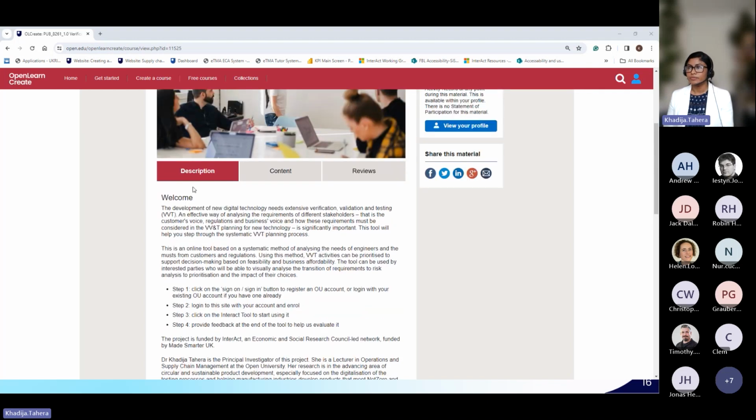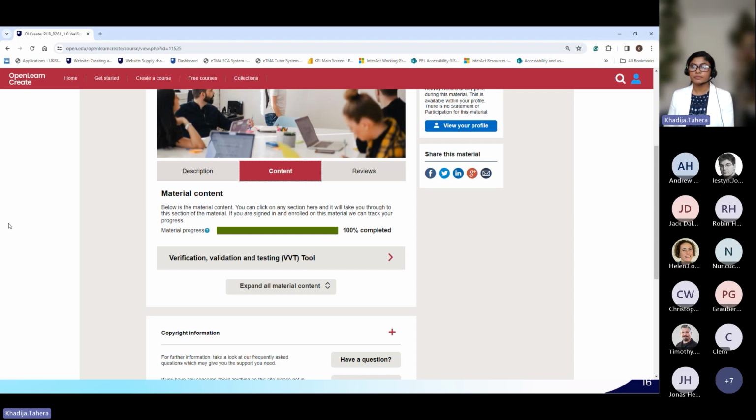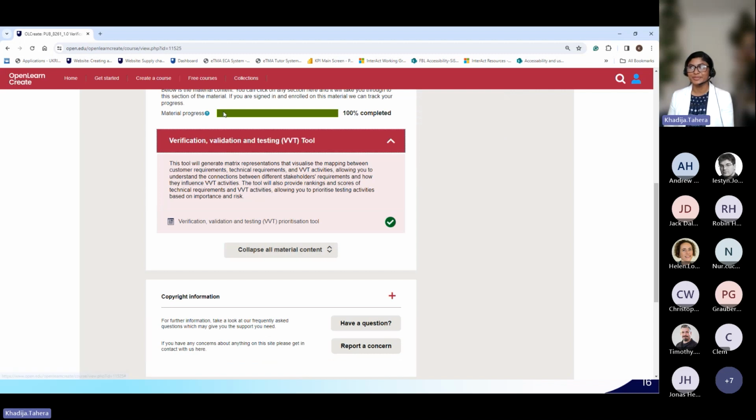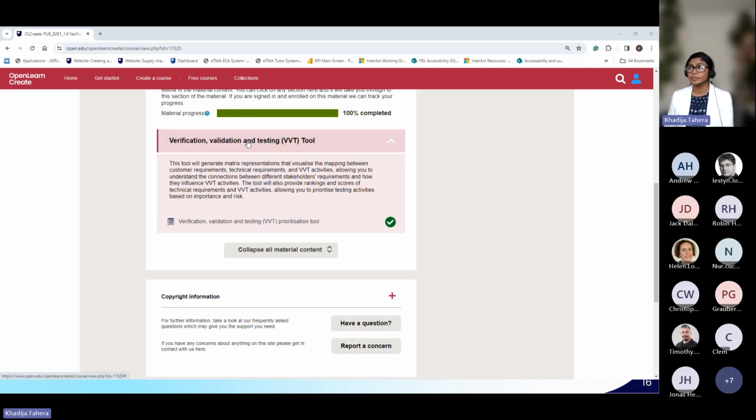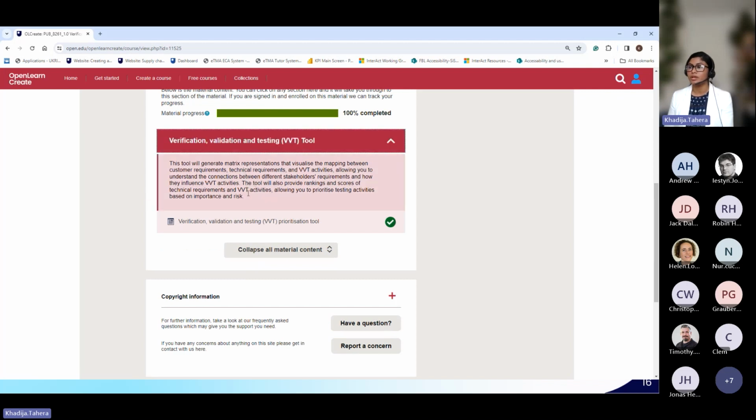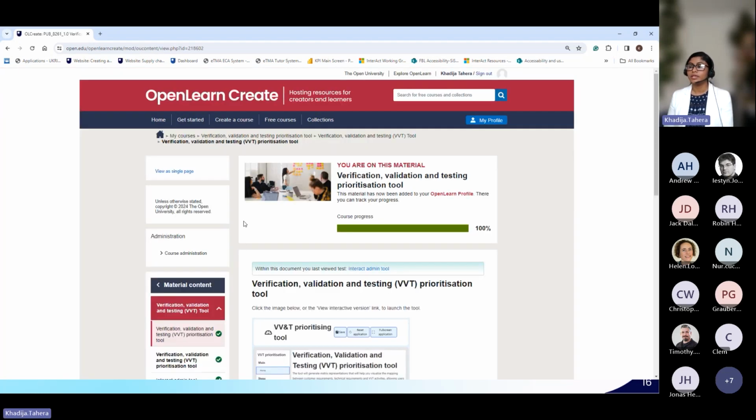The next thing, once you have seen this description, is to click on the content, and then it will explain. Because I have gone through the tool, it shows I have completed 100%, but they will treat you as a student, and they will show your progress through the tool. If you click on this, it will expand or collapse. The tool itself is here. If you get confused, it's just there. If you click on that, it will take you to a background page.